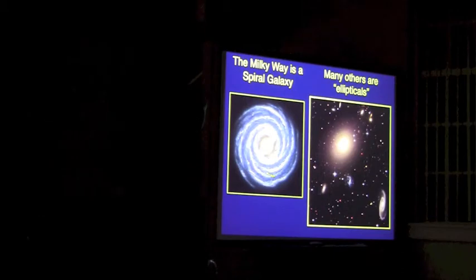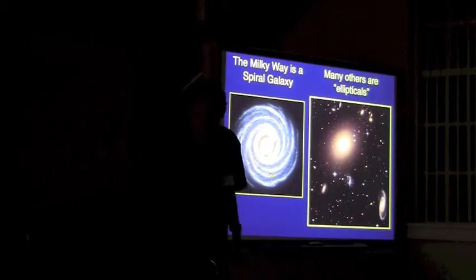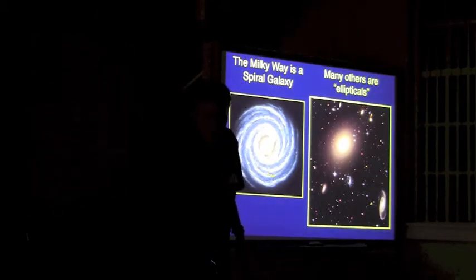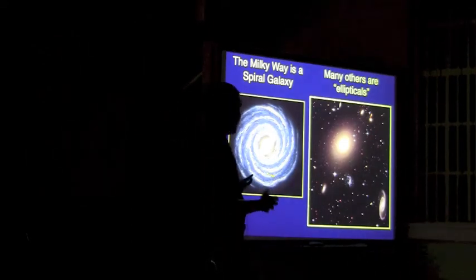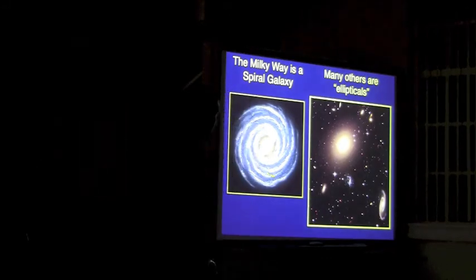So here again is just the same thing in pictures. Our Milky Way, we believe, is a spiral galaxy. There are many others that are ellipticals, and we're trying to understand why there is this difference in the way they appear, because this is not predicted by the dark matter theory. So the evolution of the dark matter does not tell you that you should get two different kinds of galaxies at the end, but we do, so why?